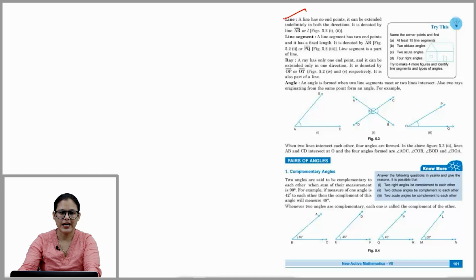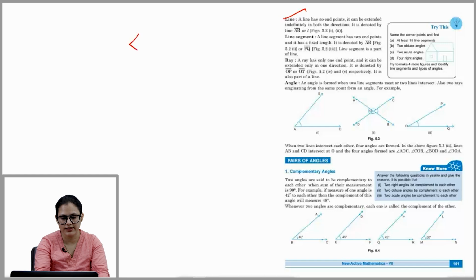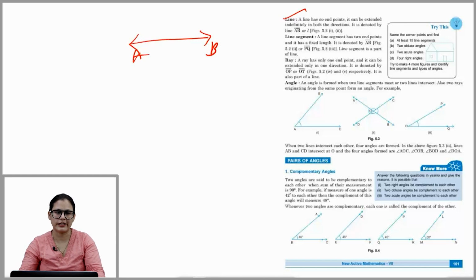Line. A line has no endpoints. It can be extended indefinitely in both the directions. It is denoted by this, okay? Line is like this. You can extend it in both sides indefinitely.